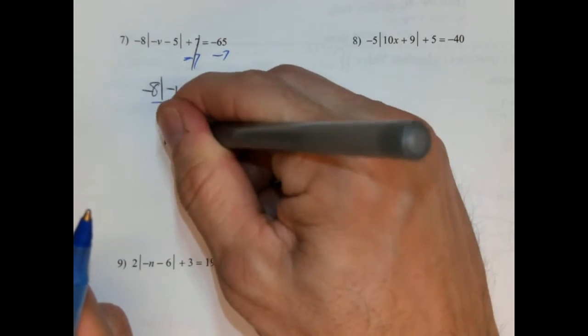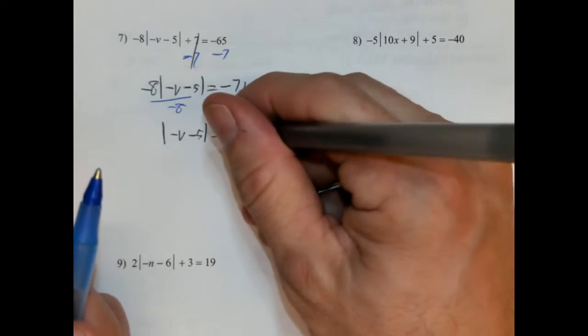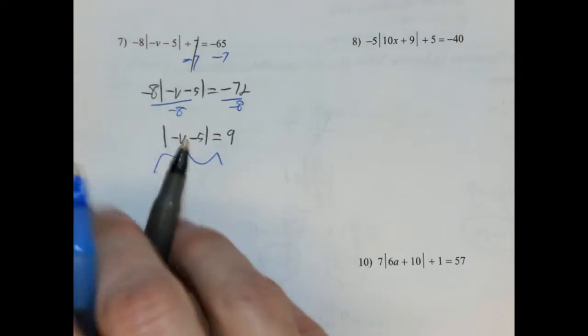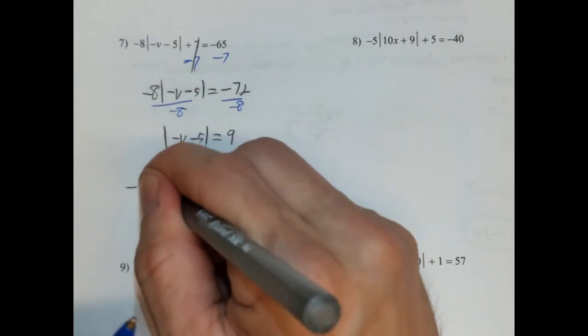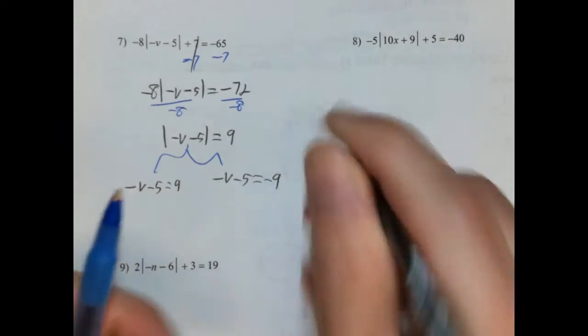Absolute value of negative v minus 5 equals 9. And now we're going to solve each one. So negative v minus 5 equals 9, and negative v minus 5 equals negative 9. All right, here we go.